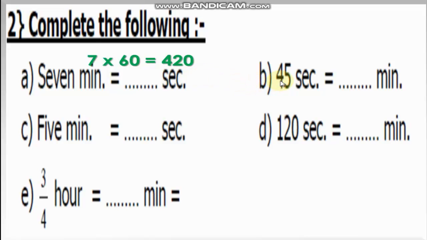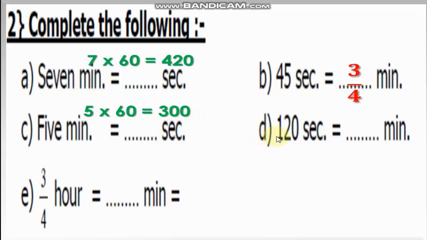Letter B. 45 seconds equals how many minutes? We said it before. 45 seconds equals 3/4 minute. Letter C. 5 minutes equals how many seconds? We multiply 5 times 60. So 5 times 0 equals 0 and 5 times 6 equals 30. The result here will be 300 seconds.